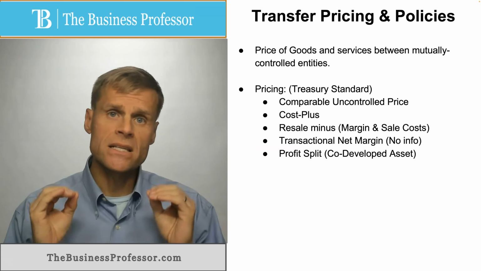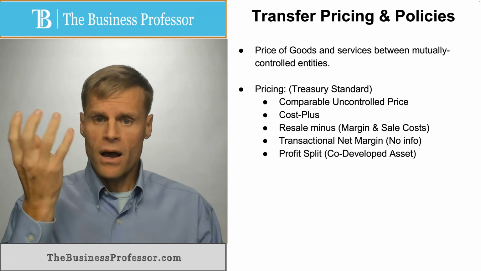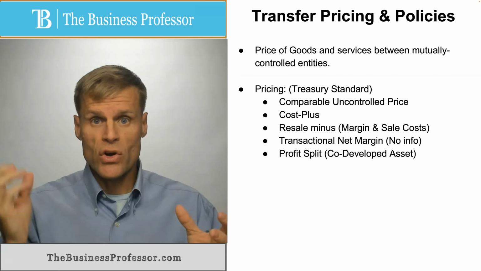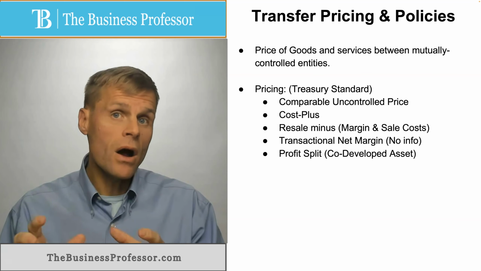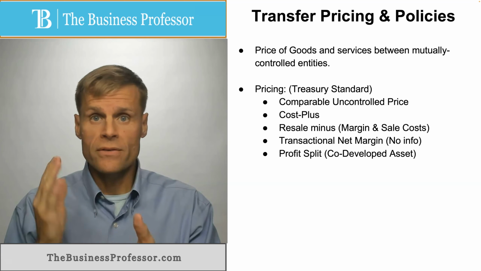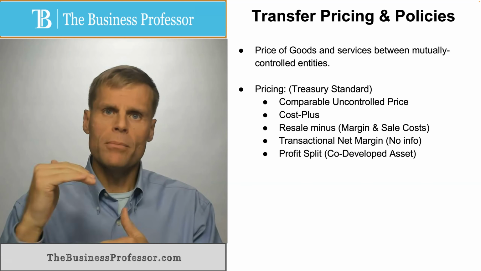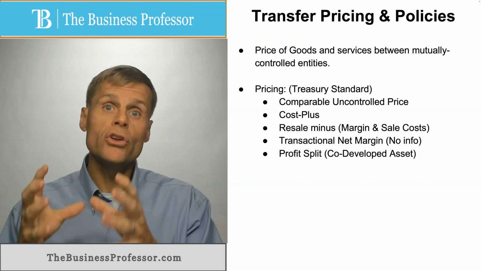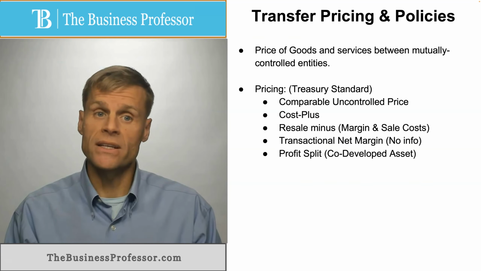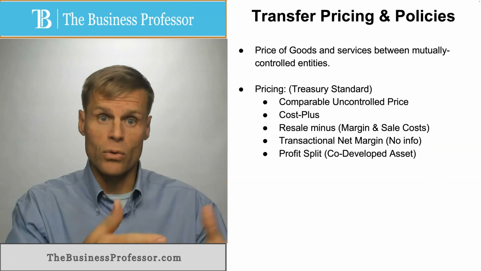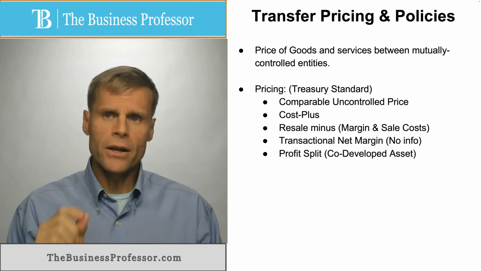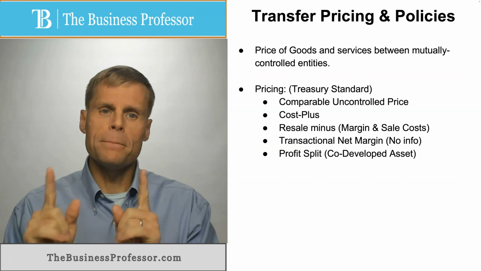Second method is cost plus. That is, the organization that is transferring to the other organization identifies all the costs associated with the product or service and then adds some margin. That's the plus portion to that cost when transferring to the other subsidiary group or the other organization. Okay.